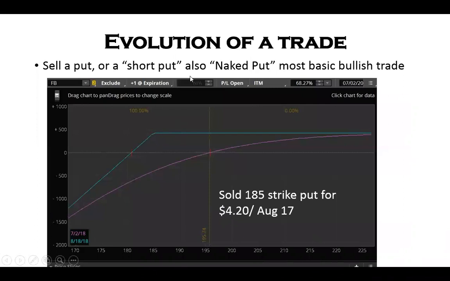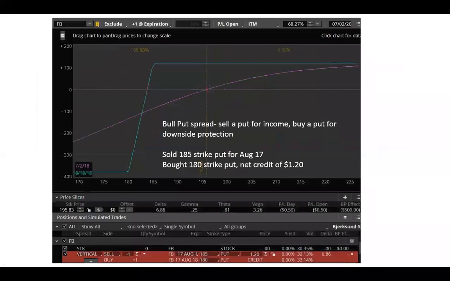Most of us can't trade like this. So let me just move along here. A way to cap our losses would be to buy a lower put. So this is what's called a bull put spread.